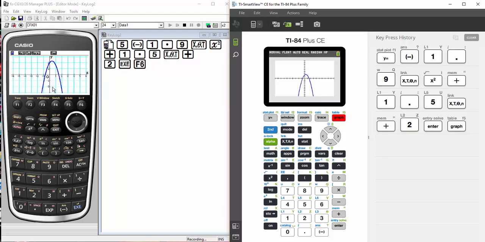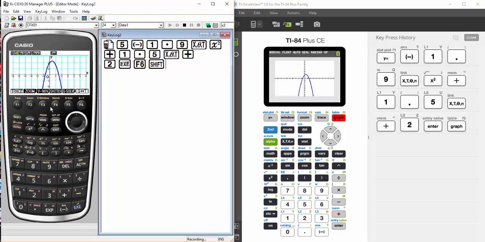So let's see how we do it on the Casio. On the Casio, to get to the roots, we want to do this solve up here. So I'm going to hit shift and then F5, which will allow me to solve, and I get a menu of choices here. And what we want are the roots in this particular case. So I'm going to choose F1 under root. And you'll notice it immediately goes to the first root that I see right here. And that's what you do on the Casio.